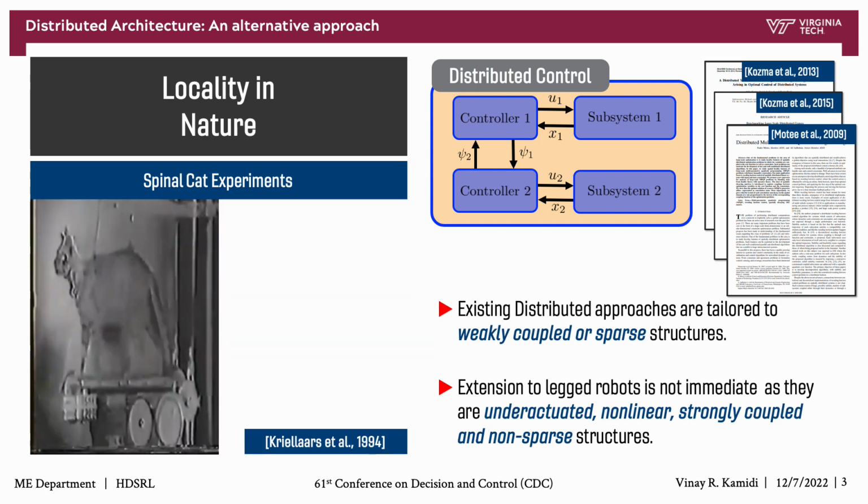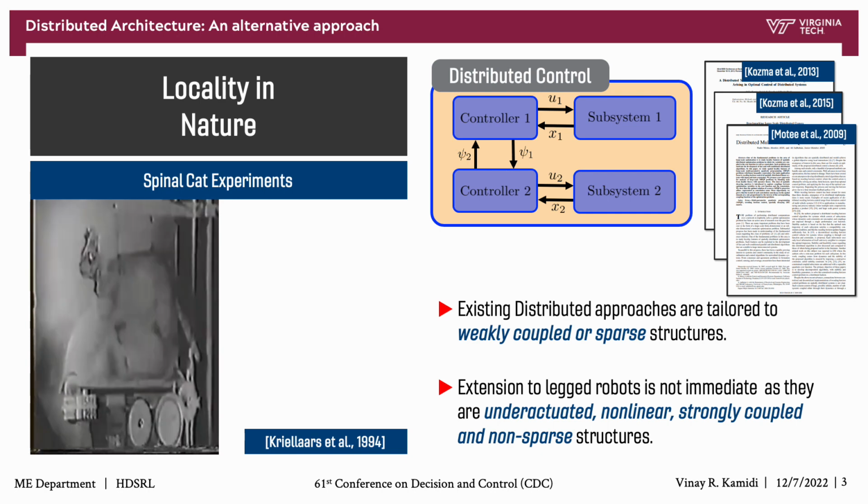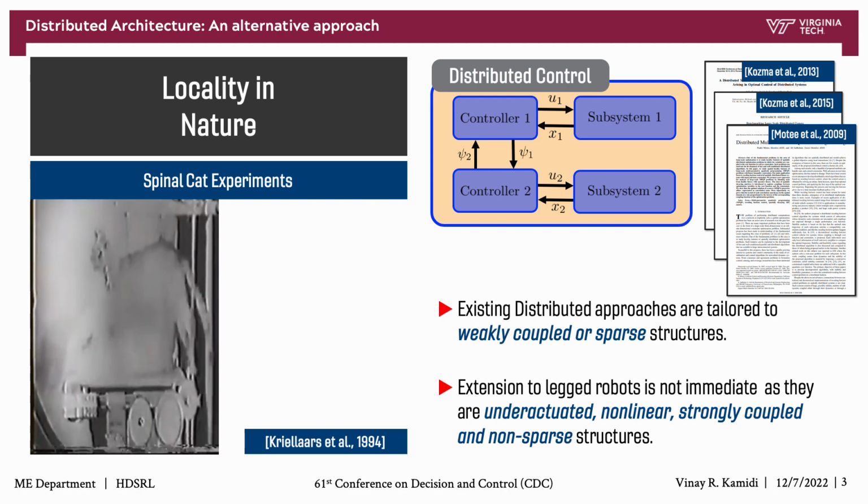For example, in a 1994 study on a domestic cat, investigators surgically severed the spinal cord of a cat, removing the connection between the brain and the hind legs. In the low-quality video on the left, the cat was placed on a treadmill, wherein despite the lack of connection, the cat was able to execute a wide variety of gaits. This indicates that some form of locality exists in nature.